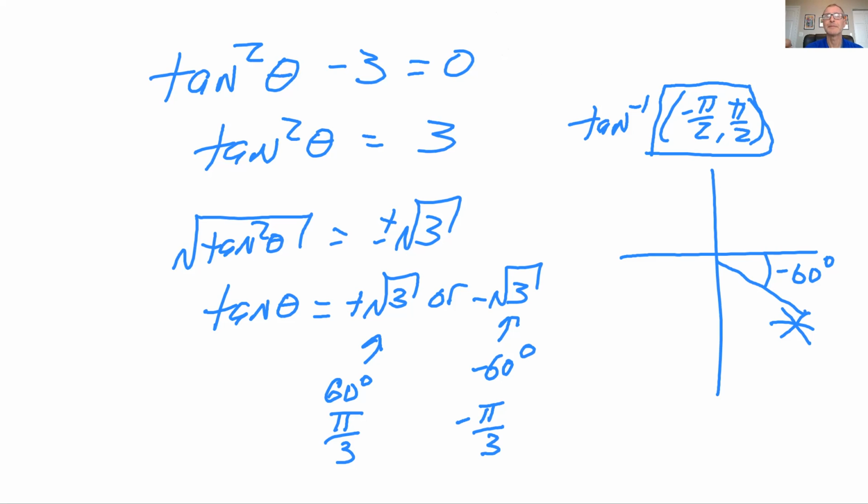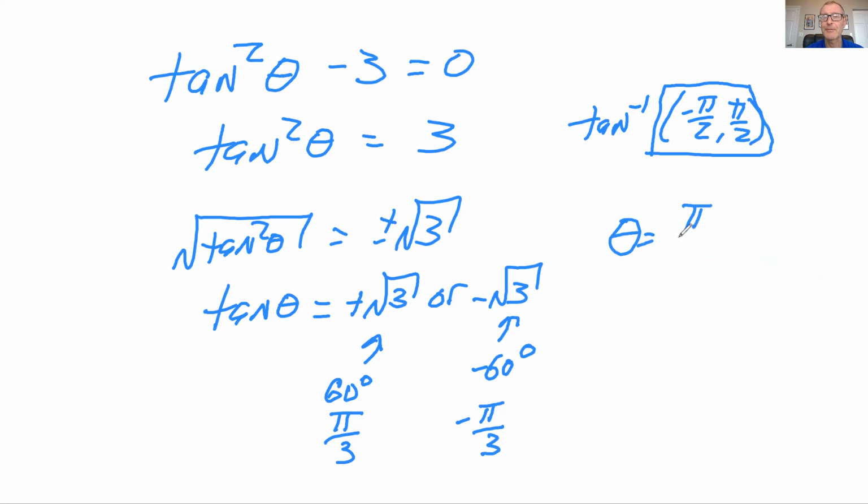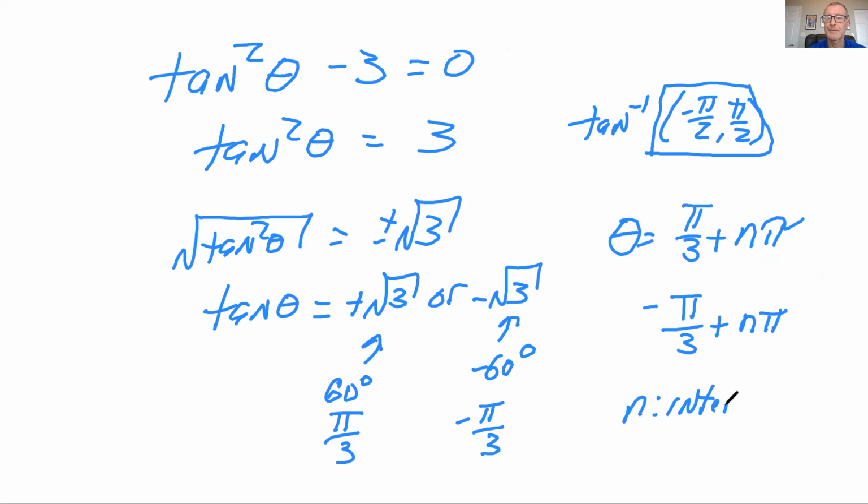So when we indicate this as a solution set, we need to take into account the period. So one solution for theta would be pi over 3 plus n pi. And then another one that would work would be minus pi over 3 plus n pi. And again, n is any integer. Spelled integer wrong, I think. There we go.